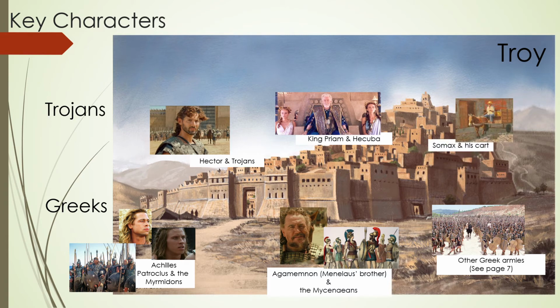And we also have Somax. He is the cart driver. He is the everyman, the common man of Troy. And so we've got that interesting dynamic between the king requesting something of Somax, and then they share this wonderful common bond of fatherhood. It's really interesting later on in the story.